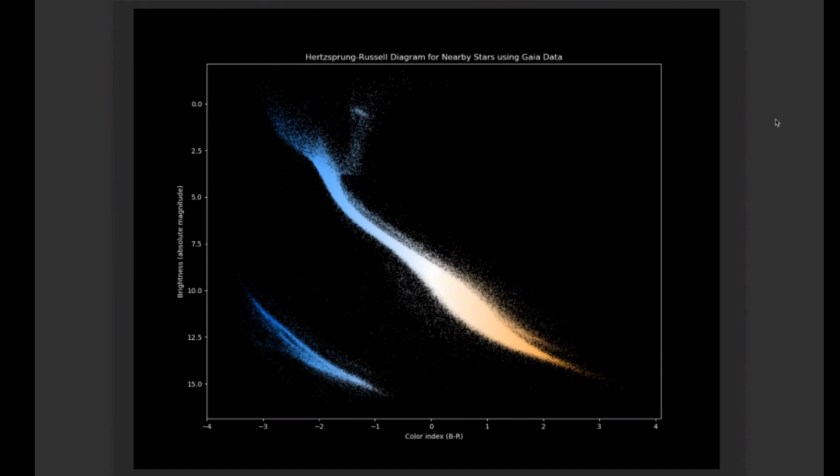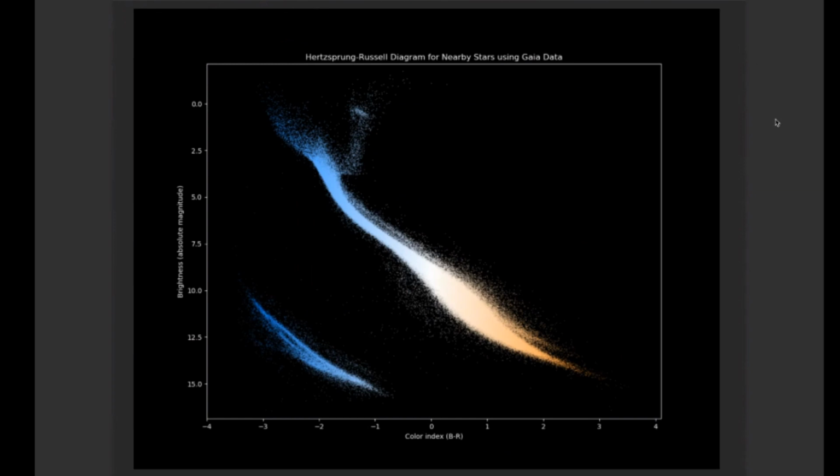And what we're seeing is the vast majority of the stars that are within 100 parsecs of us are on the main sequence. That's what we're seeing here, this diagonal from the upper left to the lower right. We're seeing some stars that are evolving off it near the upper left. And we're also seeing some of the white dwarfs, which I guess I'm plotting a little bit bluer than I should, down below.